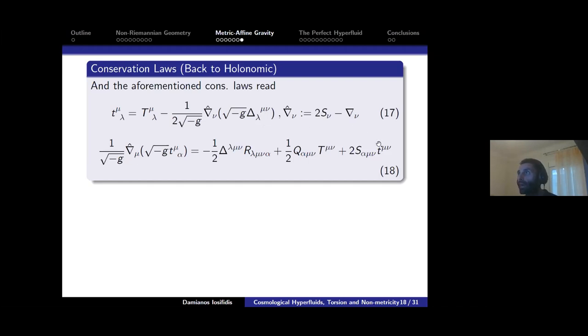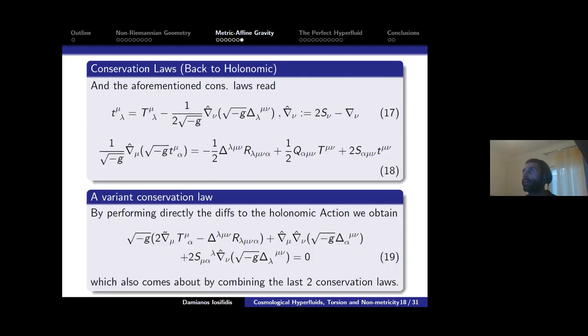And we also have this conservation law, which we can see that these two can be combined. So if we take 17 and substitute it back in here, we can arrive at this conservation law. Here we use the classical energy-momentum tensor. So this is the Levi-Civita connection. Everything with a tilde will be the Levi-Civita connection.